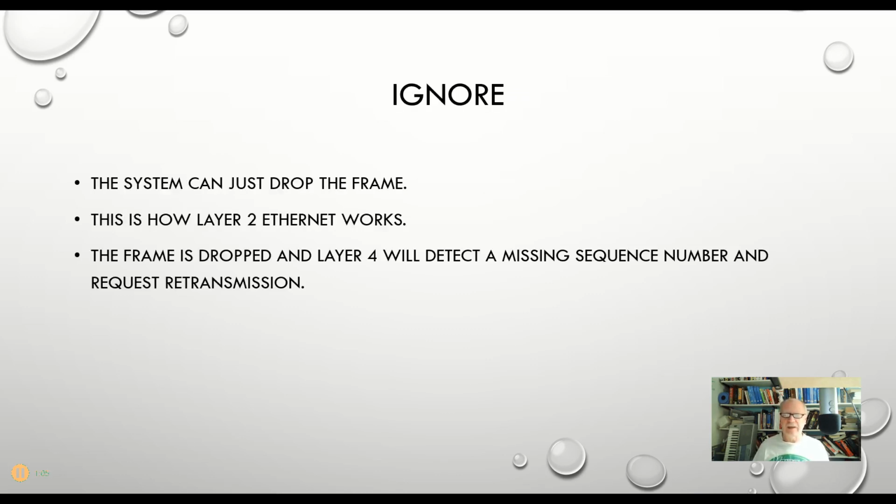The third thing that we can do is ignore the error. I can just drop the frame. Well, this is indeed exactly how Ethernet works. It simply drops the frame, at layer 2 anyway. Now layer 4 does detect the missing sequence number and it asks for retransmission, but at layer 2 the frame is dropped if an error happens. And that's it for the way that we can handle errors coming in.